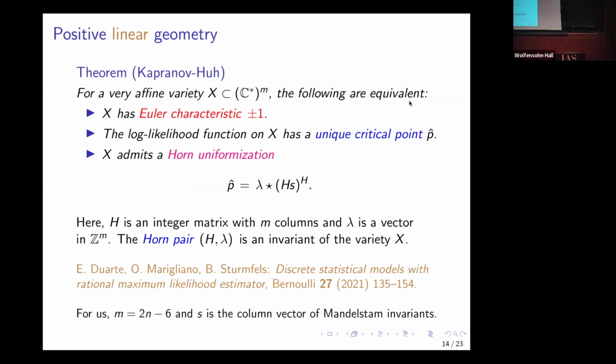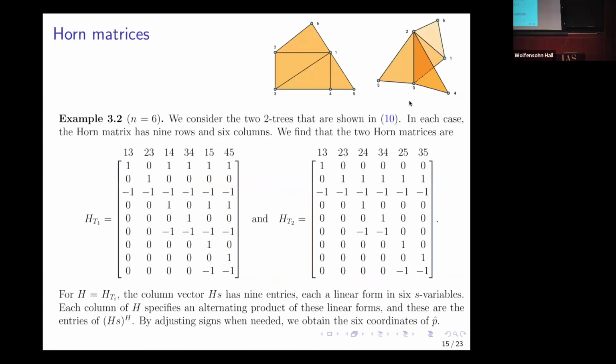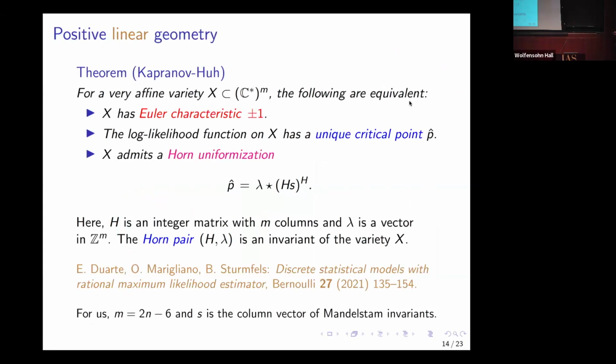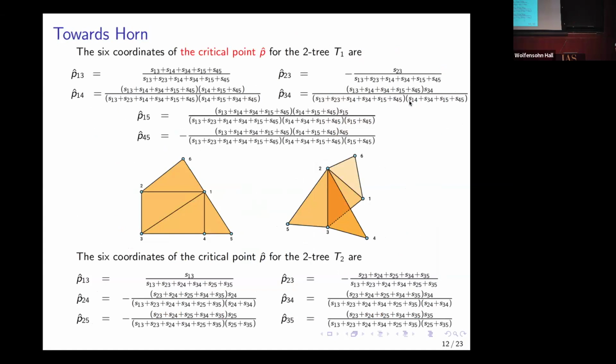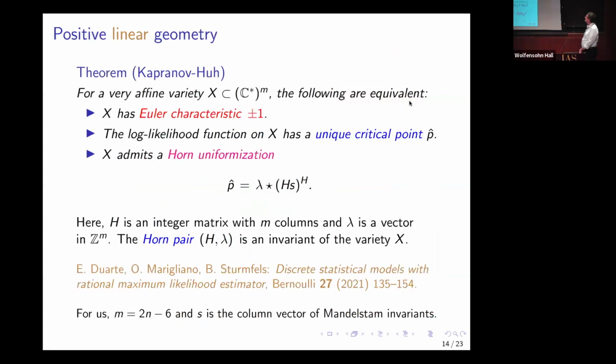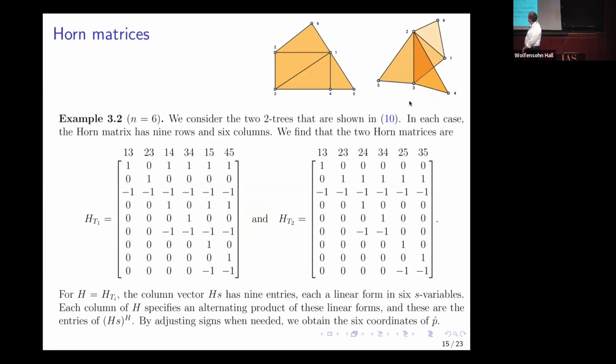Now let me illustrate this a little bit further by actually writing down the Horn matrices for our two examples. So for our planar example, this is the Horn matrix, and for our non-planar example, this is the Horn matrix. And you can see that in every row the signs are constant. So this leads to positive linear forms. In this example, there are 9 by 6 integer matrices. If you take these matrices and plug them into this expression, then you get these formulas. Okay, so these are the Horn matrices.